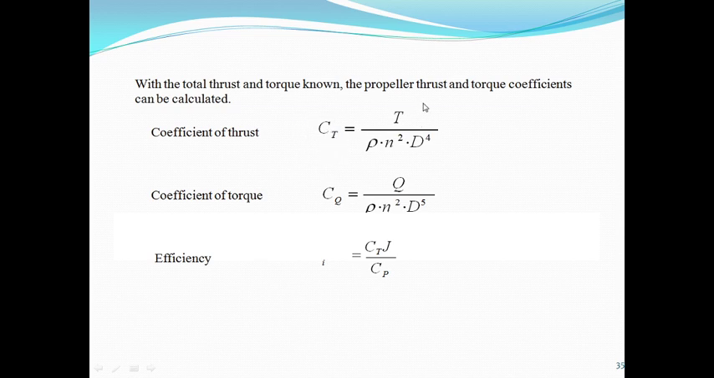Thrust coefficient is equal to thrust force divided by rho n squared d to the power of 4. This we get from the dimensional analysis, from the units. If you do, it will become a non-dimensional quantity. So this is a force, and when you do the units, you will see this is a way of getting a non-dimensional number.